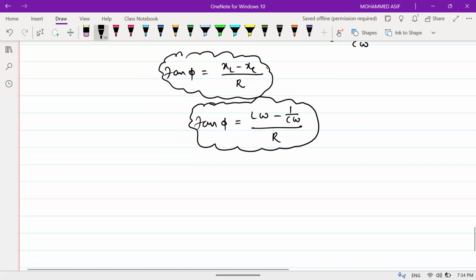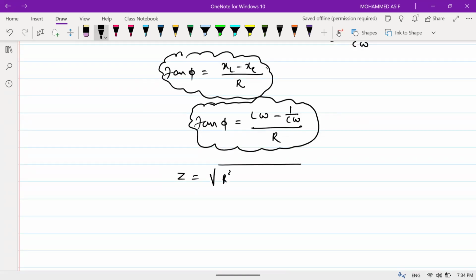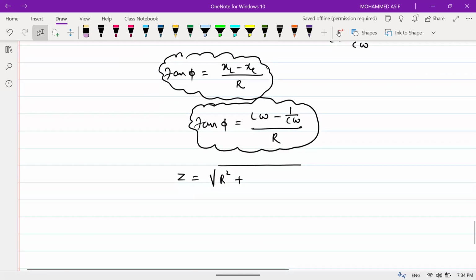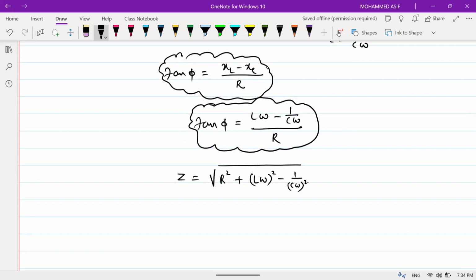Z can also be written as Z is equal to under root of R square plus XL minus XC whole square. XL value is L omega, so it is L omega minus 1 by C omega, whole square. This is one total term. Am I clear?